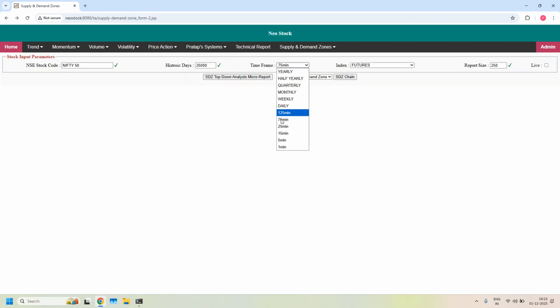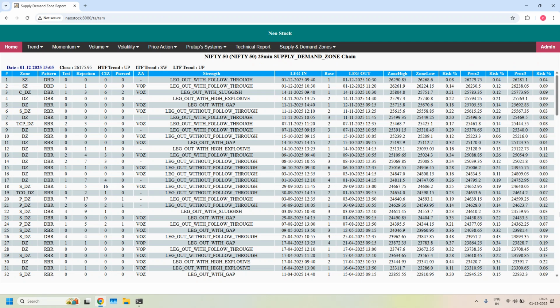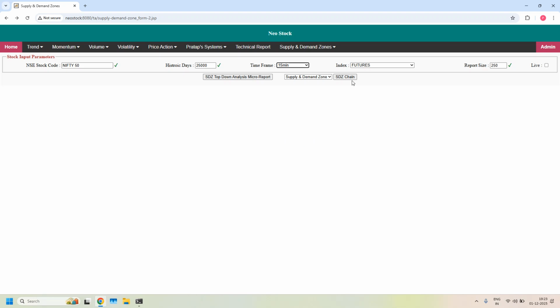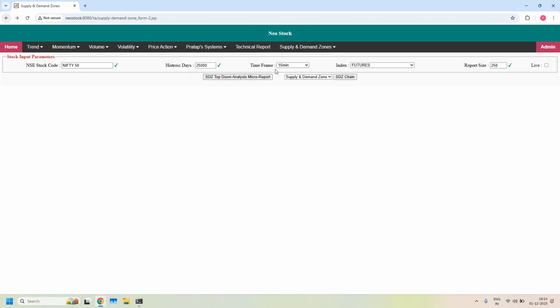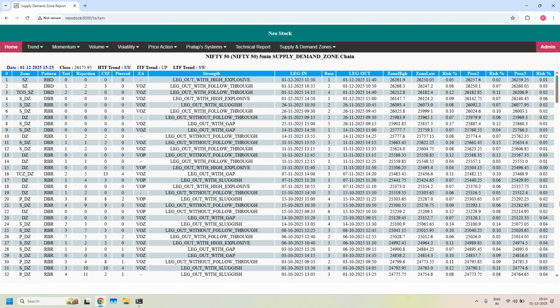Next, generating 25 minutes supply demand zone chain for NIFTY. Next, generating 15 minutes supply demand zone chain for NIFTY. Next, generating 5 minutes supply demand zone chain for NIFTY. So this is NIFTY supply demand zone chain report.